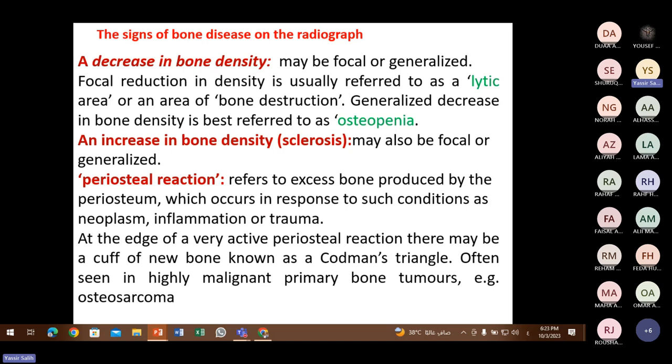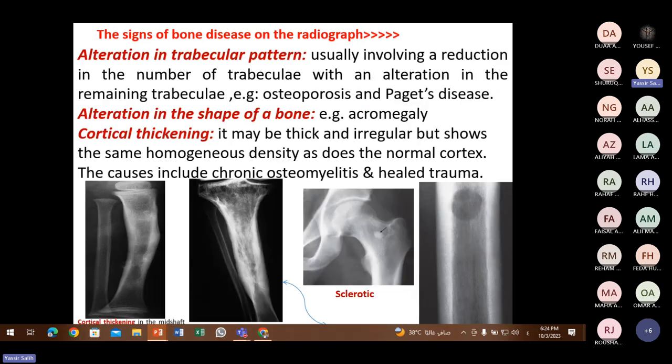If you see periosteal reaction, you think about trauma or inflammation or neoplasm. Sometimes the periosteal reaction may be a cuff in a newborn. This is a Codman triangle. It is a sign of pathology, which is highly malignant, and can be seen in a primary malignant bone tumor such as osteosarcoma.